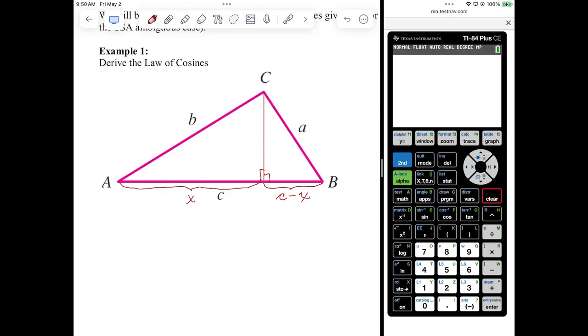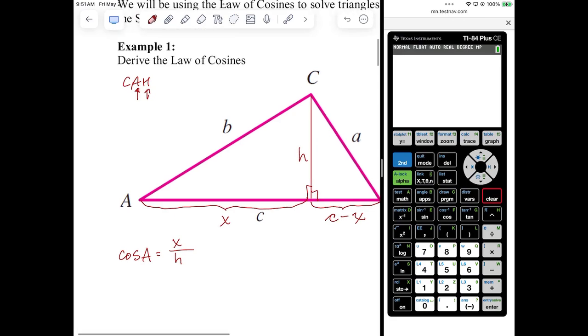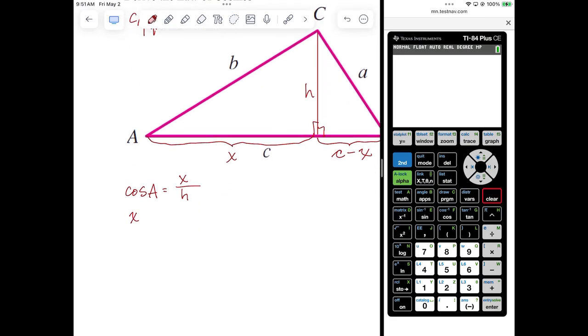Okay. Now, I'm going to label the altitude H because that's what it is. It's the height. We don't want to label it A for altitude because that's already a side length. I'm going to look at angle A, and I'm going to use cosine. Remember from SOHCAHTOA, cosine is adjacent over hypotenuse. So cosine of angle A should be the adjacent side, which is what I'm calling X now, over the hypotenuse, which is H. Everyone okay with that? Now let's solve that for X. I'm going to multiply both sides by H, and I get X equals H cosine of A.